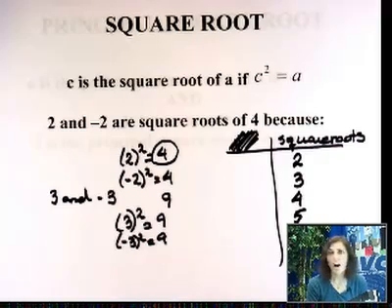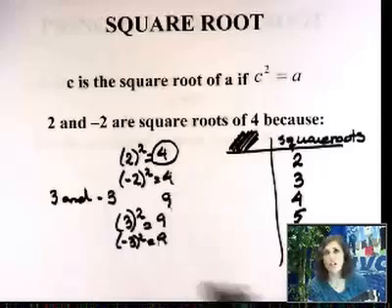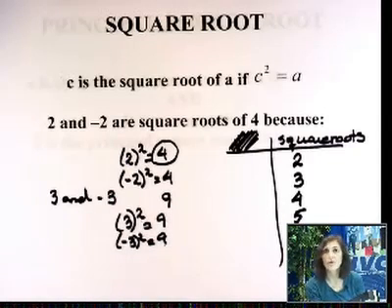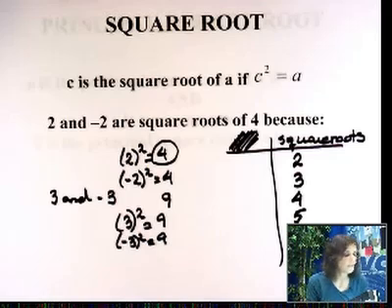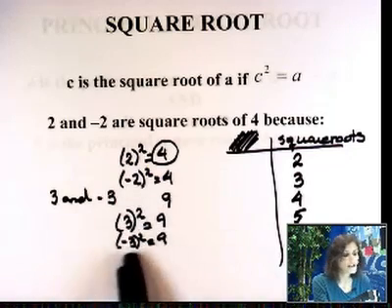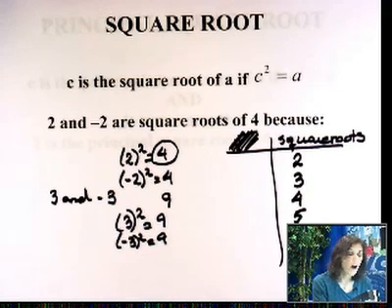Okay? We can say 2 and negative 2 are square roots of 4 because 2 squares to 4 and negative 2 squares to 4. So you have both plus and minus when you use the word square root. 3 and negative 3 are square roots of 9 because 3 squares to 9, negative 3 squares to 9. So let's look at other square roots.